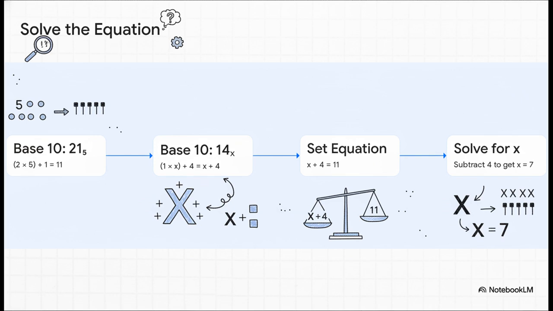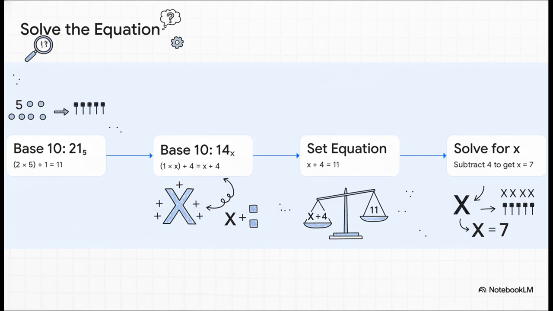Now step 2. Let's convert 14 base x to base 10 using that exact same logic. We take the digit 1 and multiply it by x to the power of 1. That just gives us x. Then we take the digit 4 and multiply it by x to the power of 0, which again is 1. 4 times 1 is 4, so we get x plus 4.